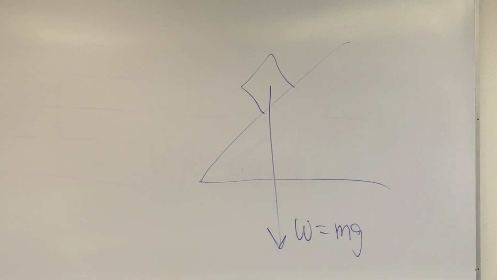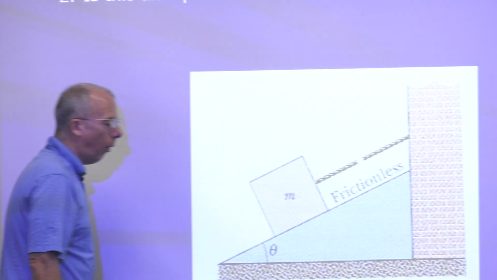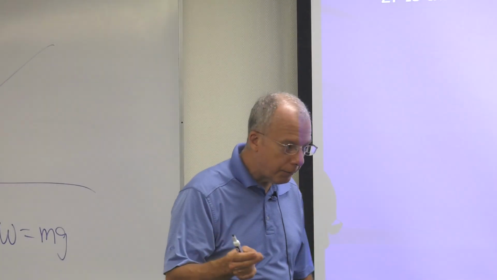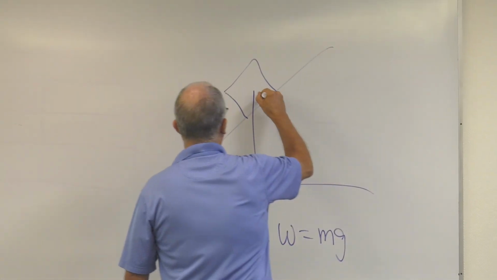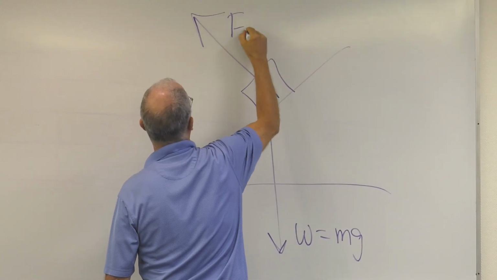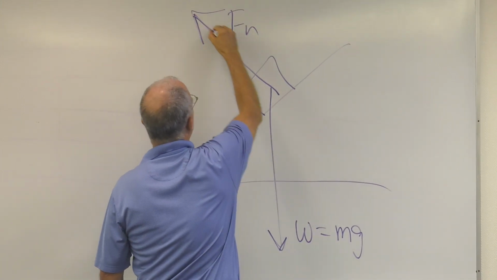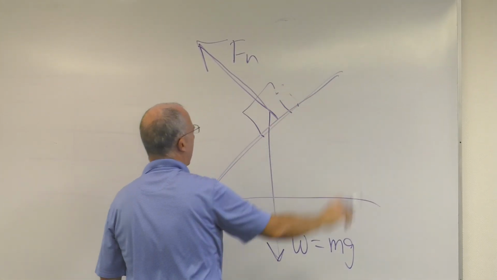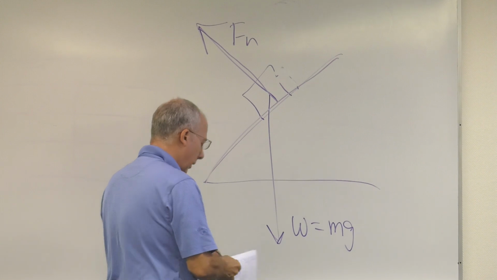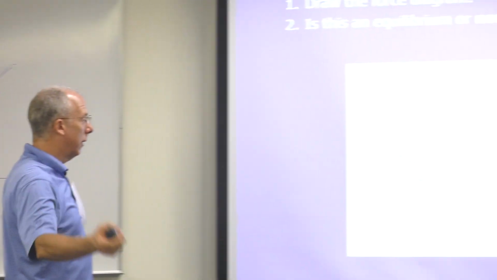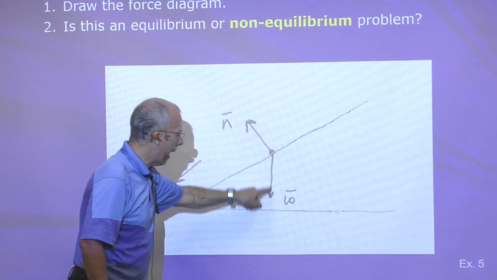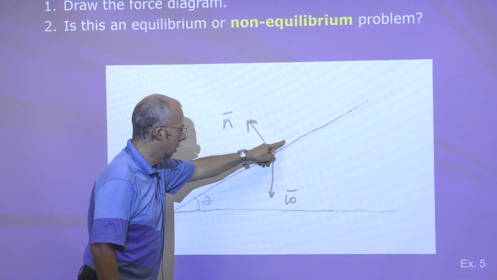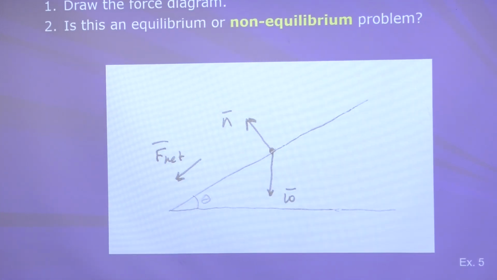There's a surface, so there's always a normal force. Remember, what does normal mean? It means perpendicular. Perpendicular to the surface. So this time, the normal force points in that direction. It's perpendicular to the surface. This is a right angle. That's all you have: the weight straight down, and the normal force perpendicular to the surface. That's all there is.